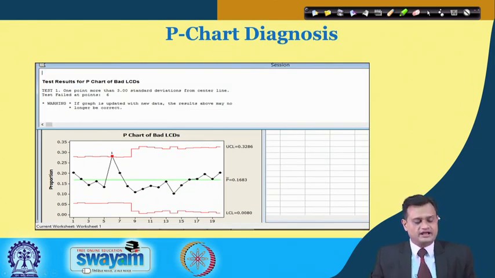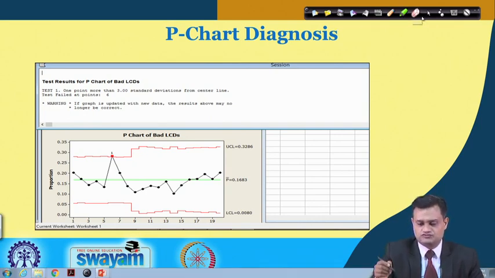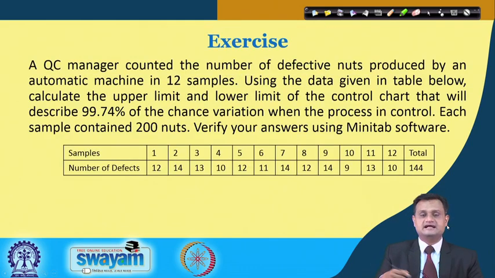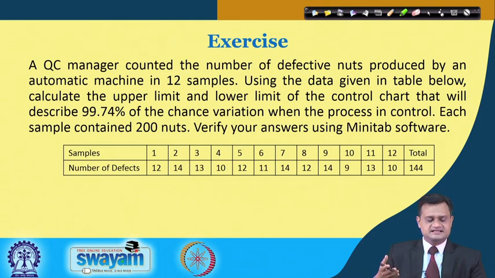In the same way you can analyze, and you will have the diagnosis of the P control chart, and you can think about the corrective action based on a cross-functional understanding or discussion of what could be the reasons that this point has gone outside the upper control limit. Let us see the example.